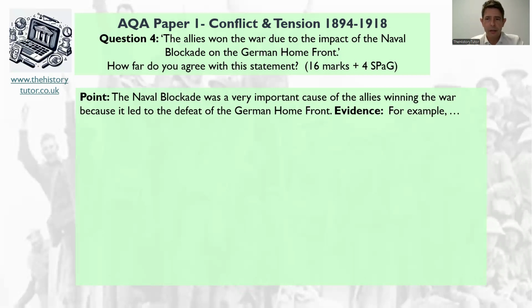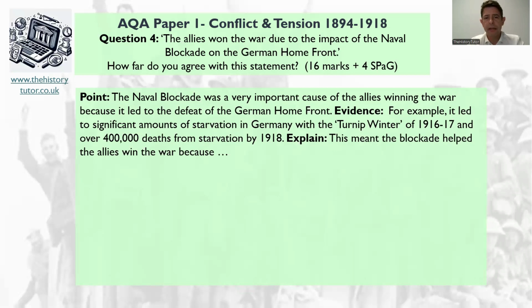Okay, so here we are. Here are the examples. For example, it led to significant amounts of starvation in Germany with the turnip winter and over 400,000 deaths by starvation. You could connect in the Spanish flu, if you like, which started to hit towards the end of the war also, and lack of medicines. Okay, explain. This meant the blockade helped the Allies win the war because... So how does that impact the war?